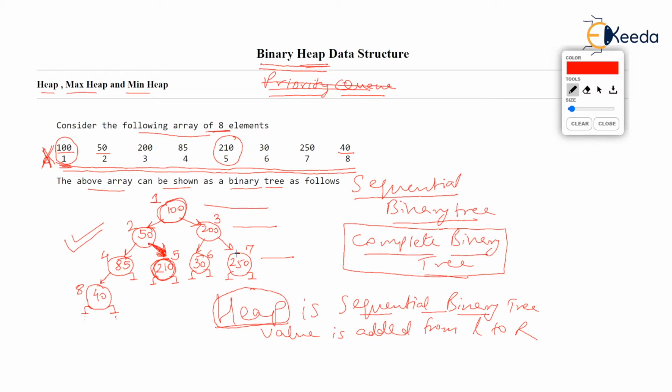Come again. If you are asked who are the children of node number 2, that is 50. Now the children of node number 2 are 2 into 2, that is 4, left child, and 2 into 2 plus 1, that is 5, right child. Isn't it so? This relation is always true in binary heap.